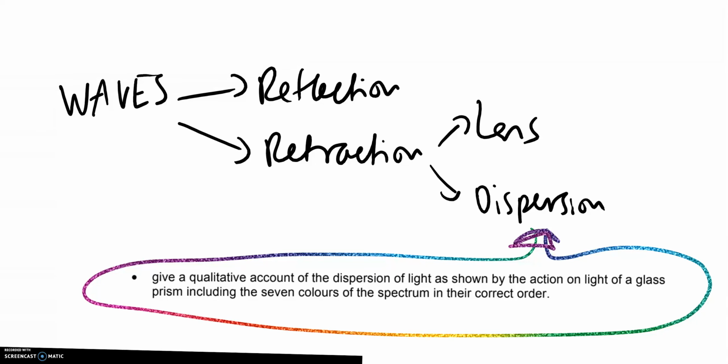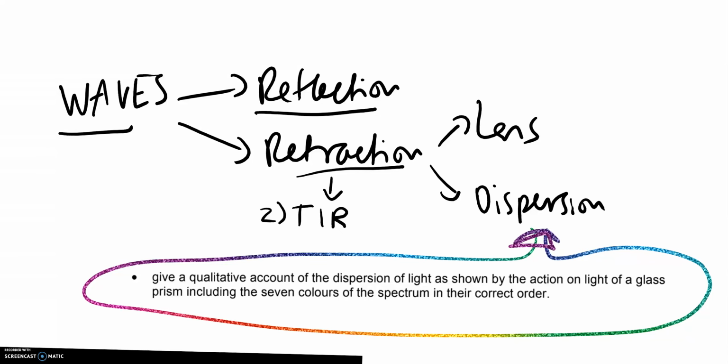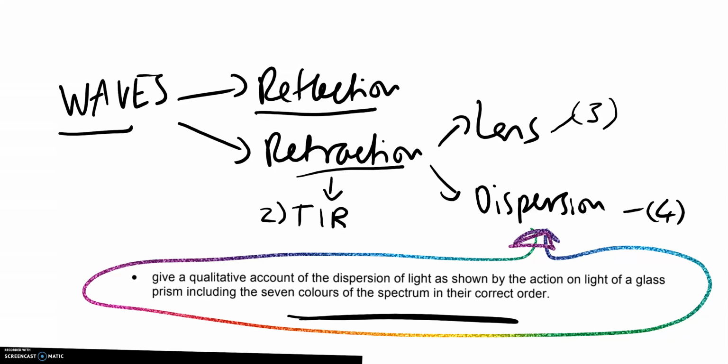In this brief video, we're going to talk about dispersion, which is a kind of special case of refraction. As we can remember, so far we've looked at reflection in the first video, then we looked at refraction, and as part of that, total internal reflection. That was in video 2. And then in video 3, we looked at lenses. So in this video, video 4, we're going to look at dispersion, and particularly this syllabus point shown here.